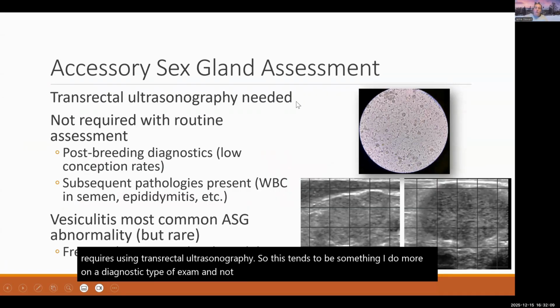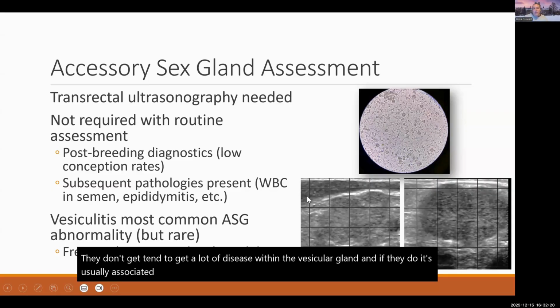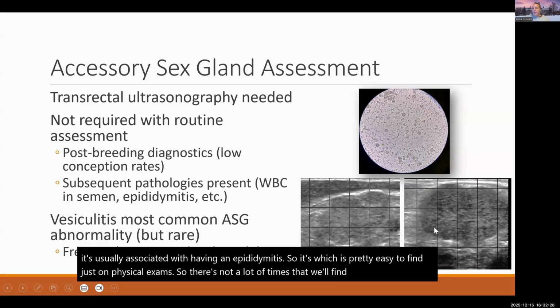And luckily with small ruminants, they don't tend to get a lot of disease within the vesicular gland, and if they do, it's usually associated with having an epididymitis, which is pretty easy to find just on physical exam. So there's not a lot of times that we'll find vesiculitis without some other issue.